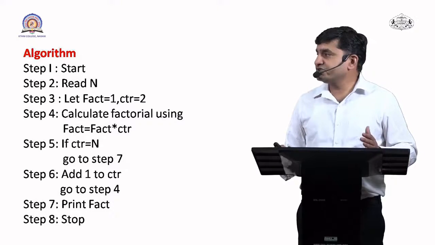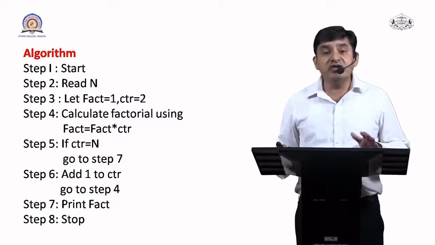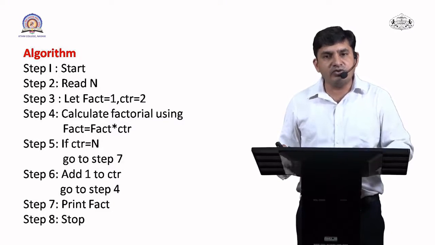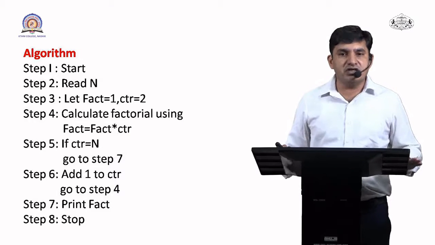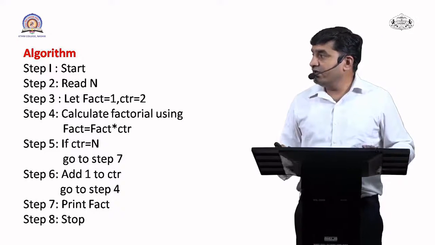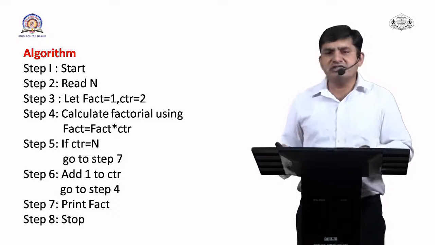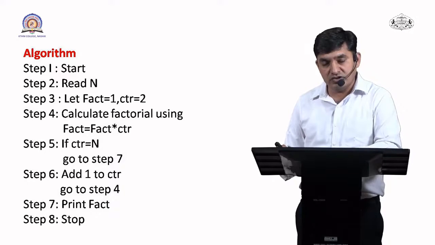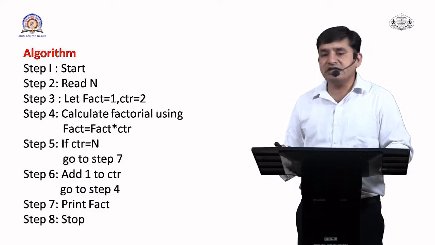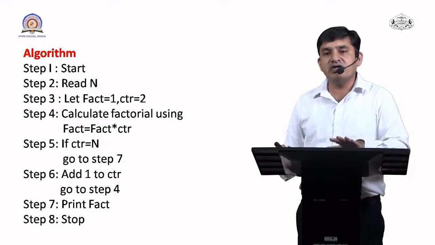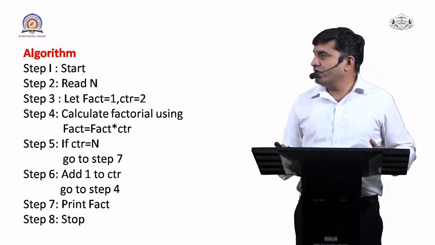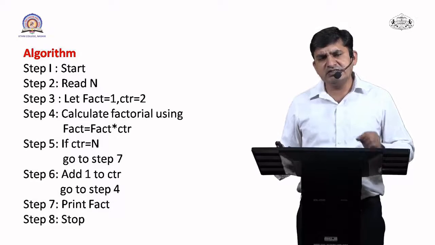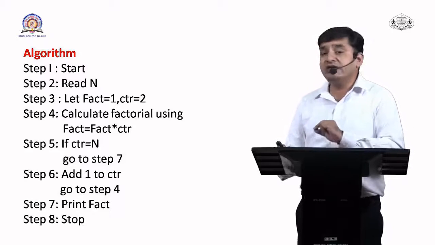First step, start. Then read a number n, whose factorial we have to determine. Then let fact be equal to 1 and counter be considered as 2. Now calculate the factorial using the formula, that is fact is equal to fact into counter.